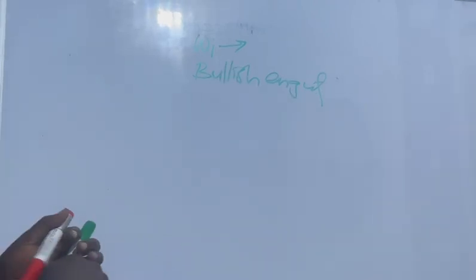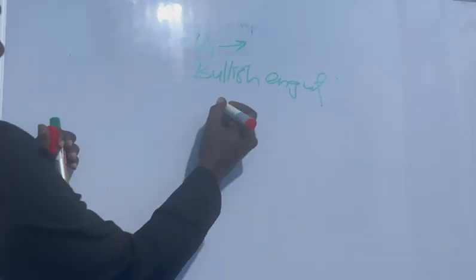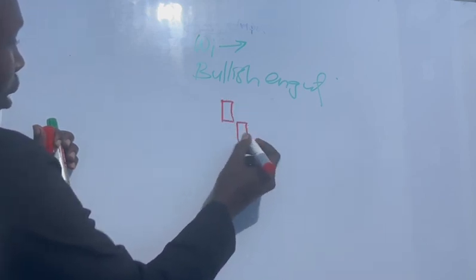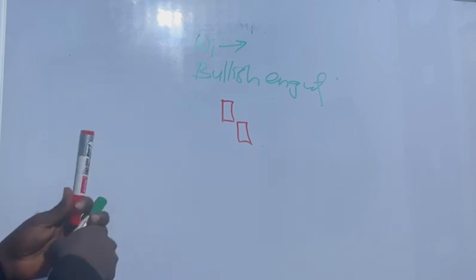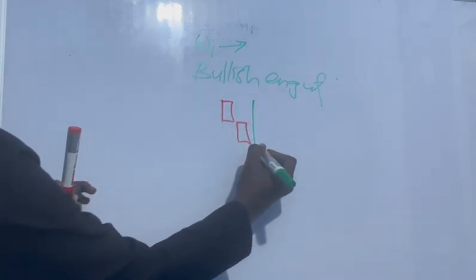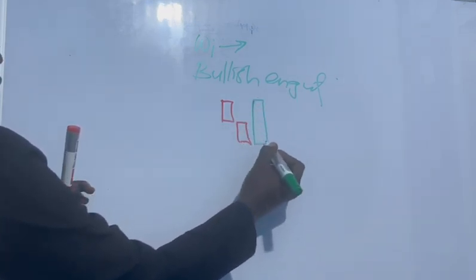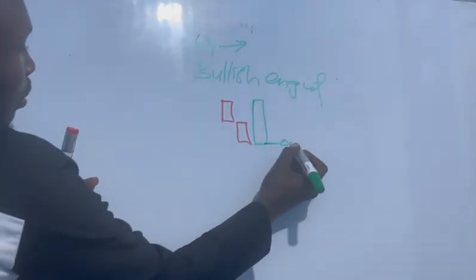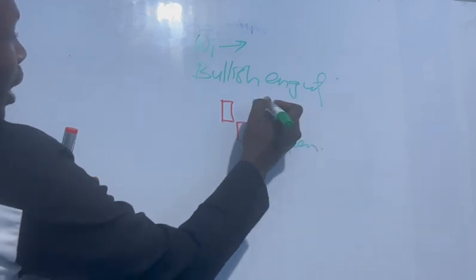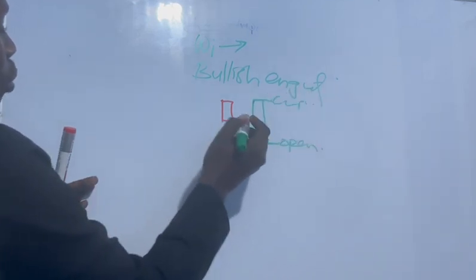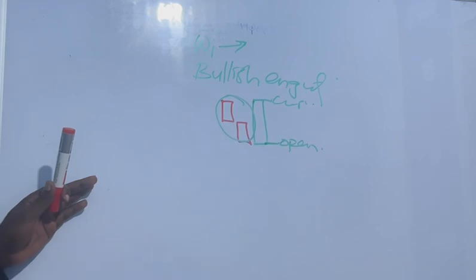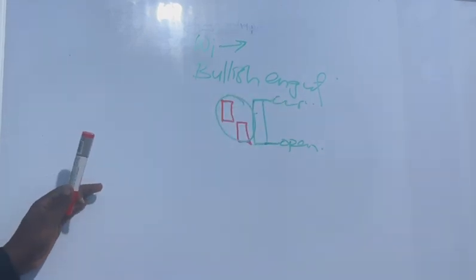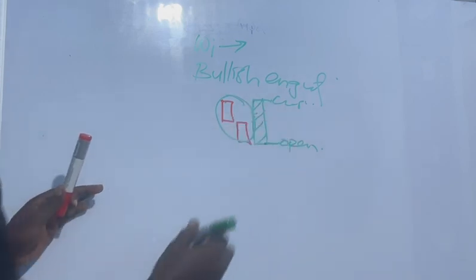So let's talk about a bullish engulfing candle. Let's say these are the two bearish candles. Then we have a bullish candle that engulfs both bearish candles. You get that? It means that the opening price and the closing price of the bullish candle have to completely engulf all this. So all this should be in this. As simple as that. So this qualifies to become a bullish engulfing candle.